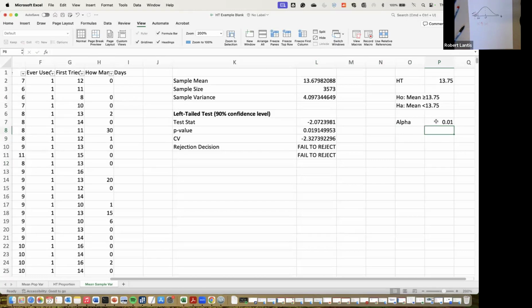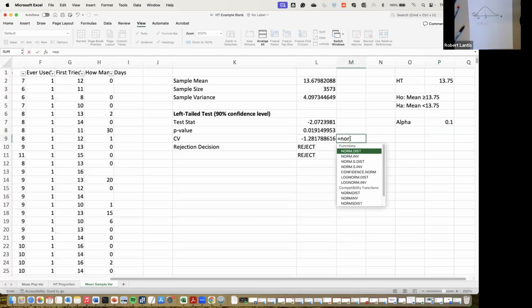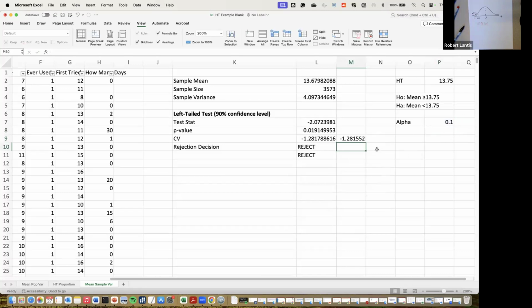Now you'll notice, even if I go back to doing my alpha 0.1, I found sample evidence that was barely inconsistent with the null, and I can still reject. Why? Because my sample size is so large, right? So if I was to instead use the norm.s.inv and tell it alpha here, notice these values are really close.